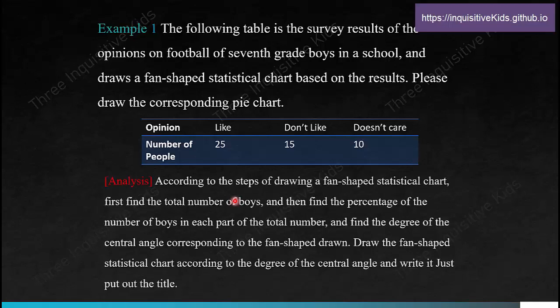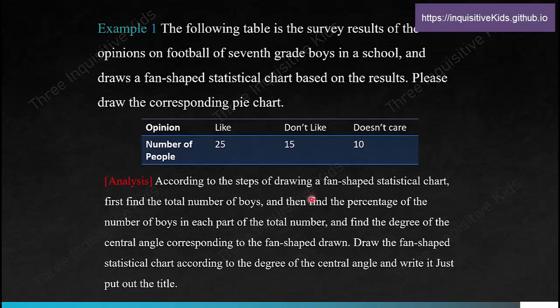In here, let's look at the analysis. According to the steps of drawing the fan-shaped statistical chart, first find the total number of boys, then find the percentage of the number of boys in each part of the total number, and find the degree of the central angle corresponding to the fan-shaped drawing. Draw the fan-shaped statistical chart according to the degree of the central angle and write it. Then put on the title.